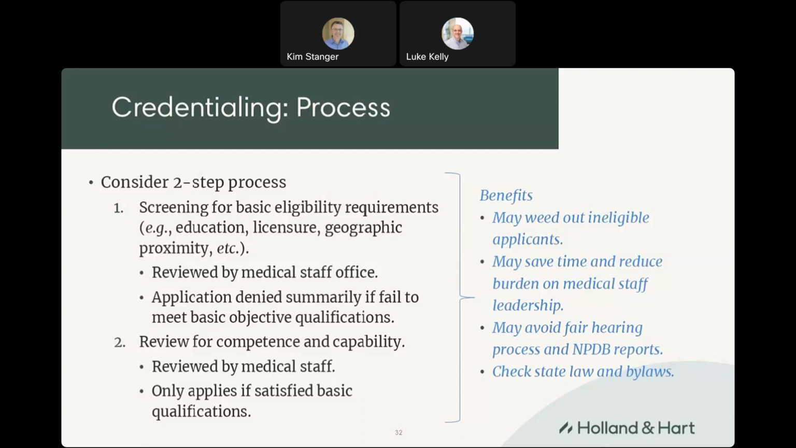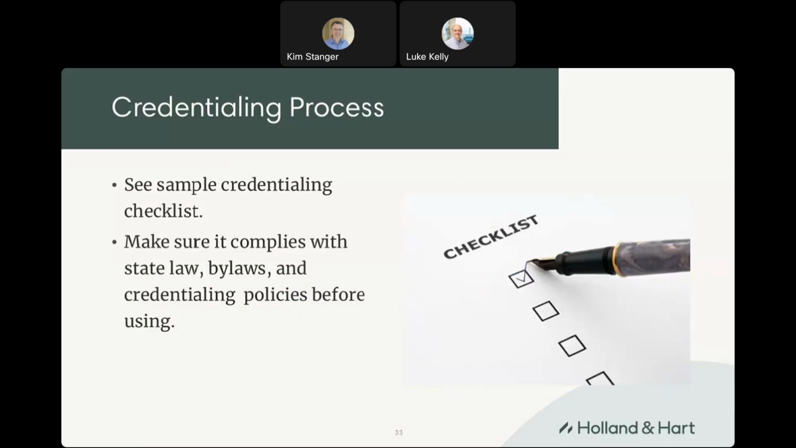And it may avoid the hearing process and NPDB reports if you're making those determinations simply because they don't satisfy basic qualifications, because that's usually not reportable to the NPDB. But you're going to want to check your state law and look at your bylaws to make sure that it's consistent if that's the way you're going to go.